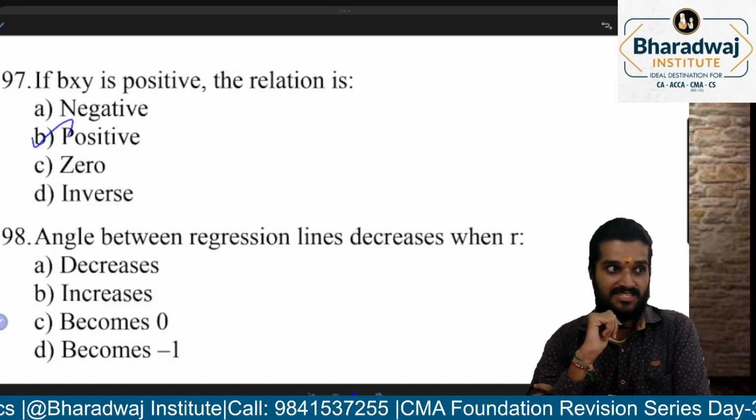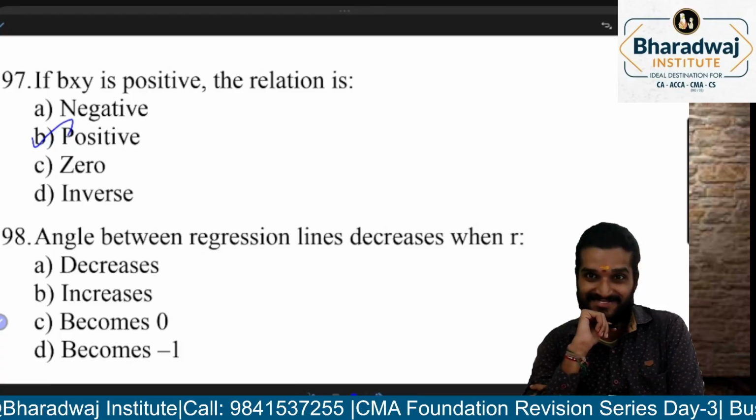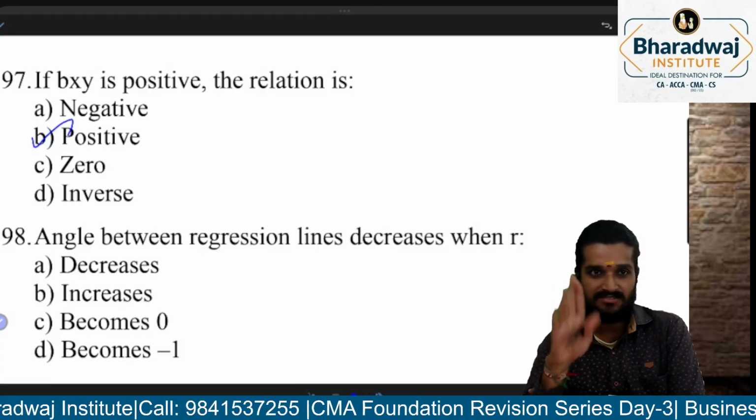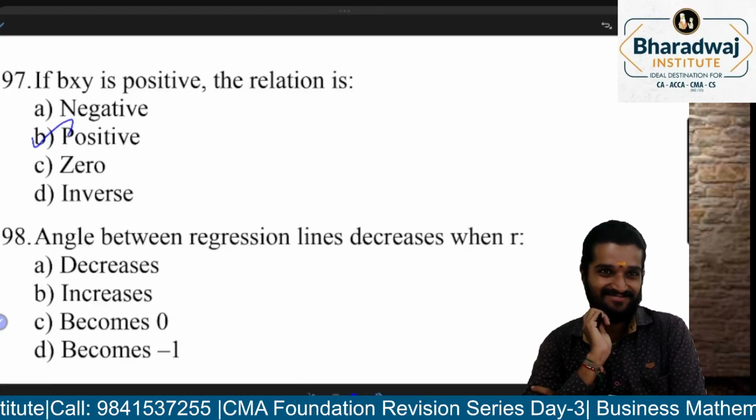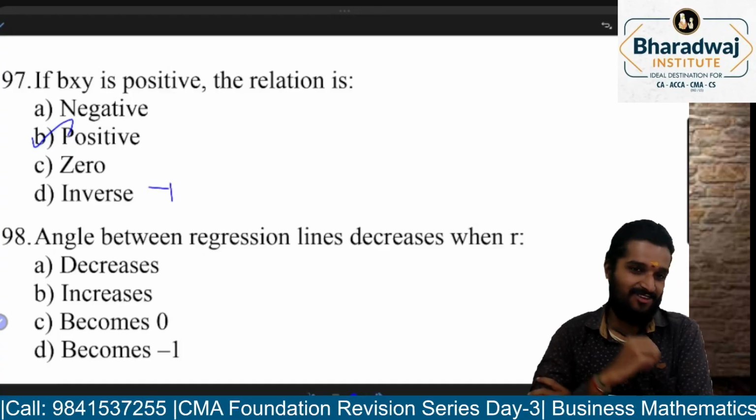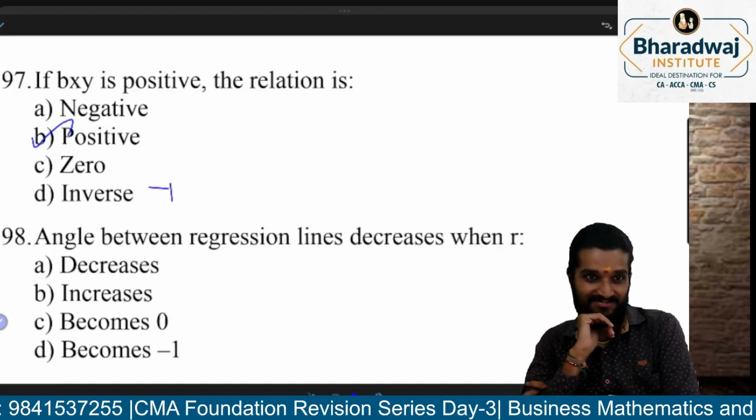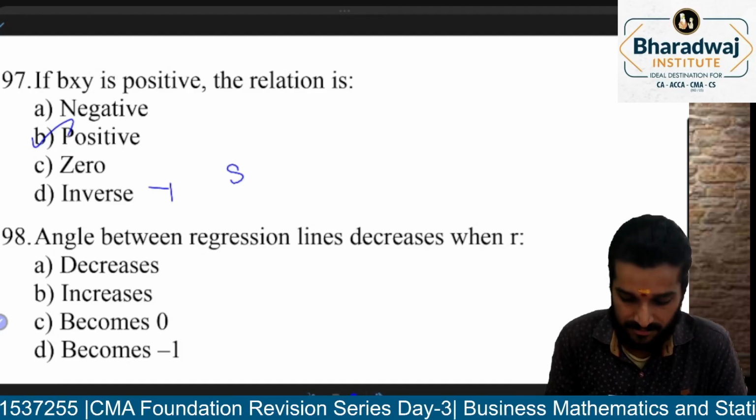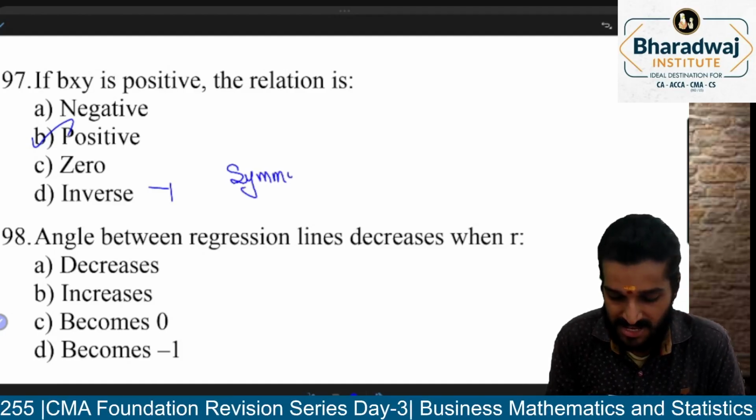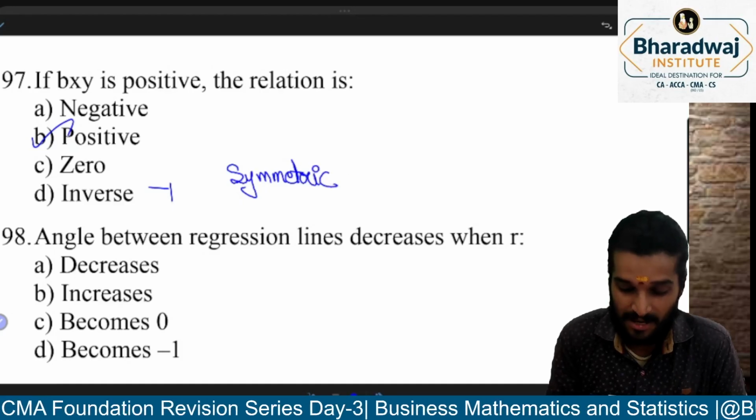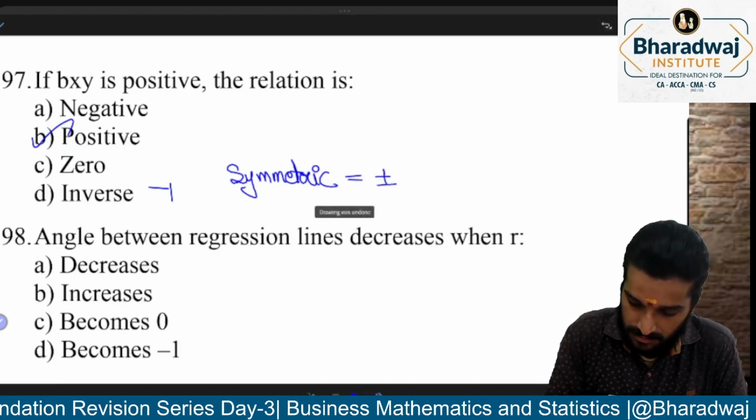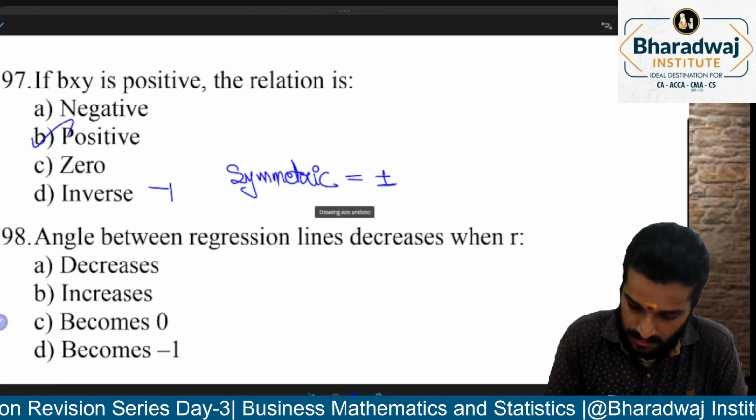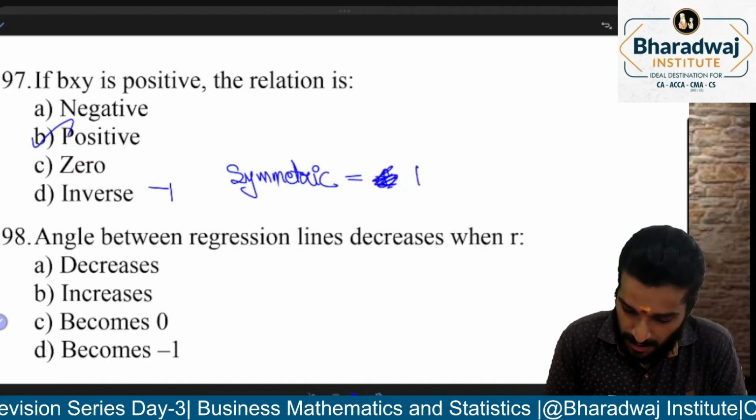When will it be inverse? When R is equal to 0, it will be 0. When will it be inverse? Perfect negative. When will it be symmetric? Perfect positive.